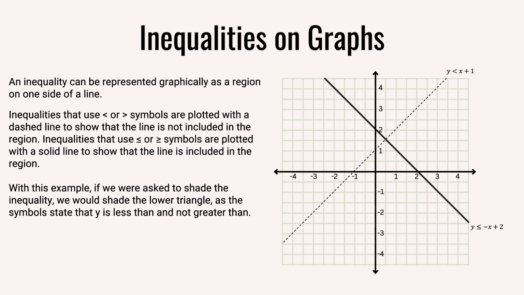So here, when we have y is less than or equal to minus x plus 2, the line is solid. But y is less than x plus 1, the line is dashed. With this example, if we were asked to shade the region of the inequality, we would shade the lower triangle, as the symbol states that y is less than and not greater than.